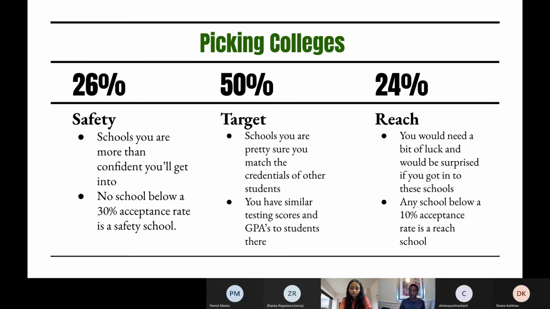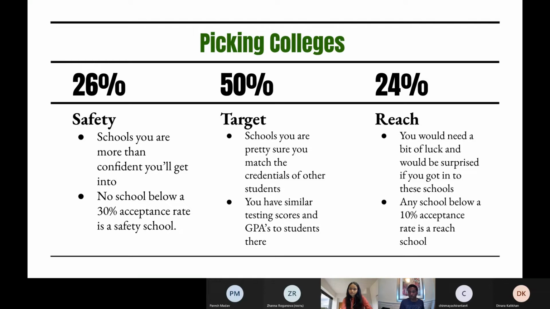And finally, reach schools. You would need a bit of luck, and you would be surprised and very happy, of course, if you got into these schools. Any school below a 10% rate is a reach school. So essentially, there's the main list of colleges that you're targeting, your hopes and prayers colleges, which you would really like to get into but know the odds might not be in your favor, and your backup safety schools, which you know with confidence you'll be able to get into.